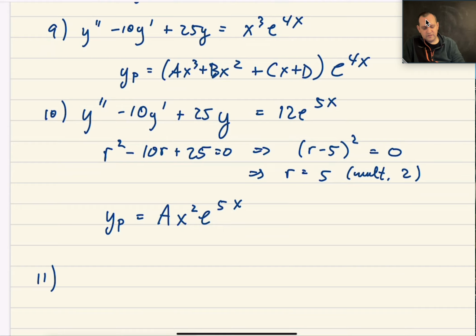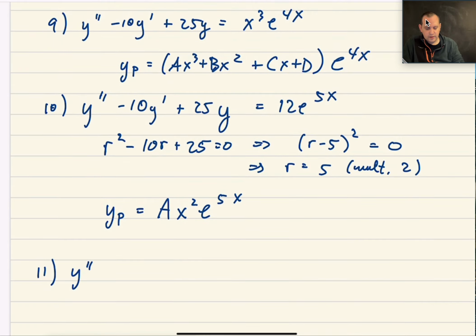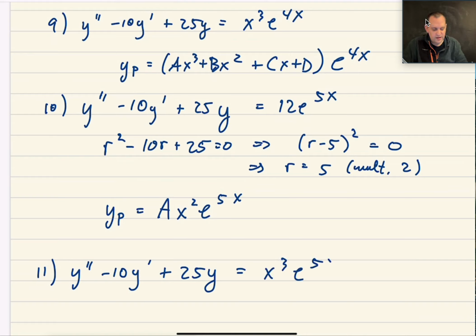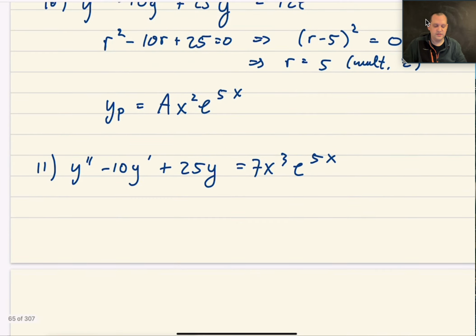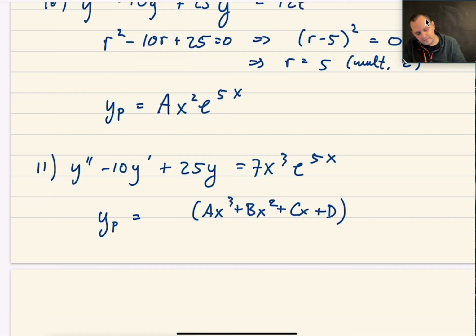And then one step further from here, if we were to have y double prime minus 10y prime plus 25y equals, say, x cubed e to the 5x, and again, whatever constants don't matter, then we're going to go through the same sort of process. If we have a cubic term times e to the 5x, our particular solution is going to be some cubic term, ax cubed plus bx squared plus cx plus d, times e to the 5x.